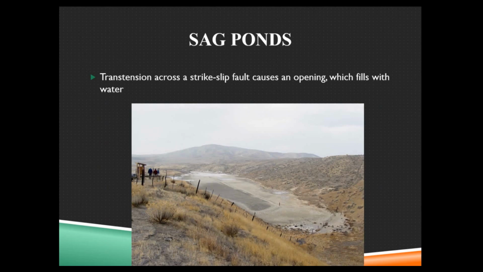Sag ponds, on the other hand, happen in the transtension areas. We don't get a hole. There's no hole to the center of the Earth at a transtension area. There is, however, sagging and collapse. So as you create that tension and stretching area, the rock collapses downward a bit, not a lot, but a bit, and we get a sag pond because any low area tends to collect water.